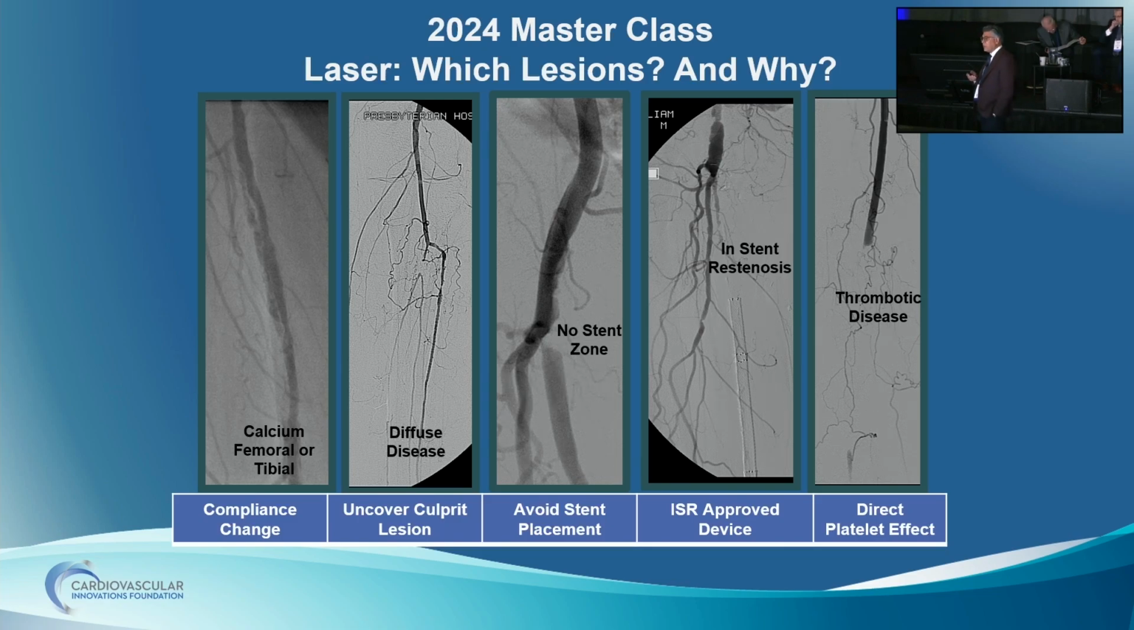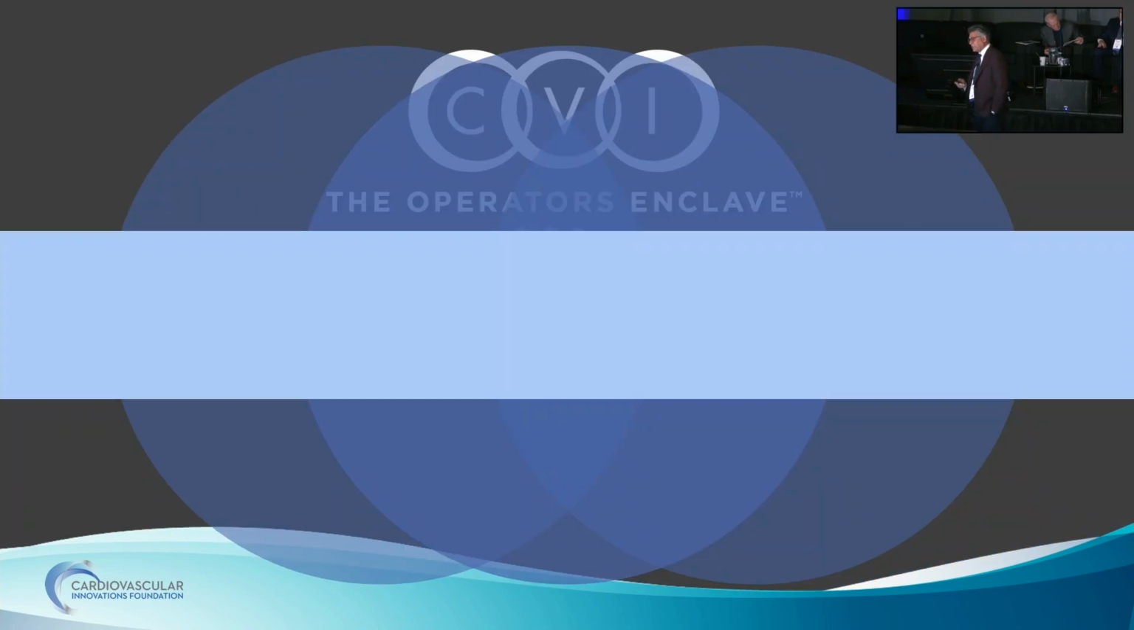Places where there is no stent zones, I think we want to try to get as much change in the compliance or try to avoid dissection, and certainly ISR, approval for laser for in-stent restenosis, and the direct platelet effect for thrombotic disease. Places where you would not generally think of atherectomy, laser atherectomy in thrombotic disease is actually quite helpful because of its direct action on thrombus, and platelet aggregation is reduced by the deployment of laser, and at higher energies it actually does a better job.